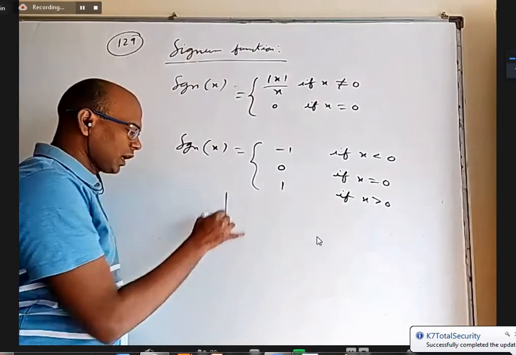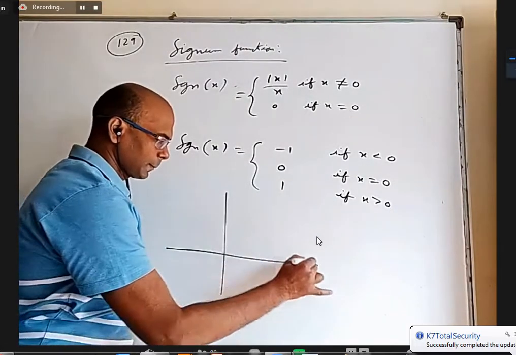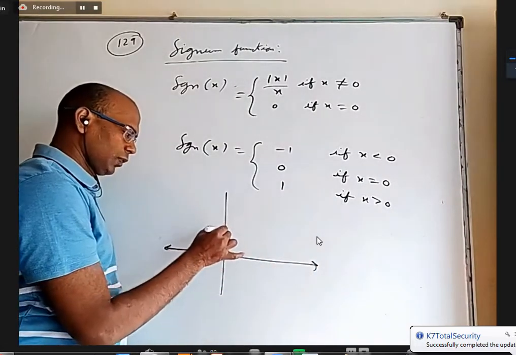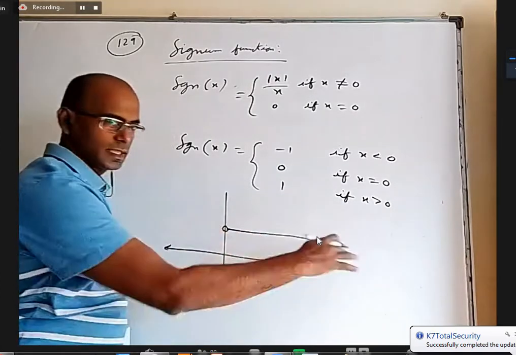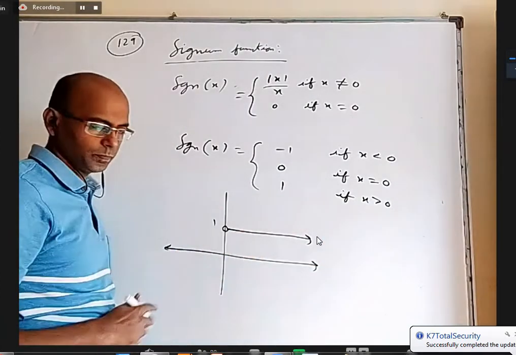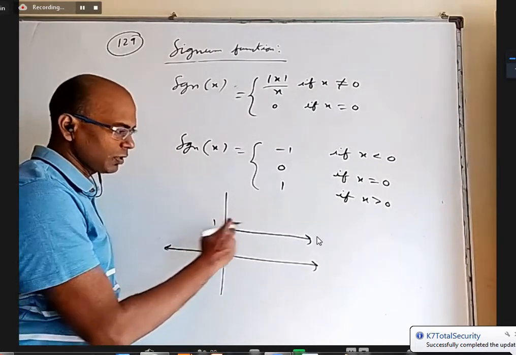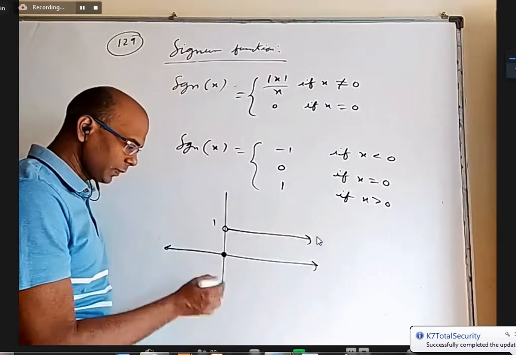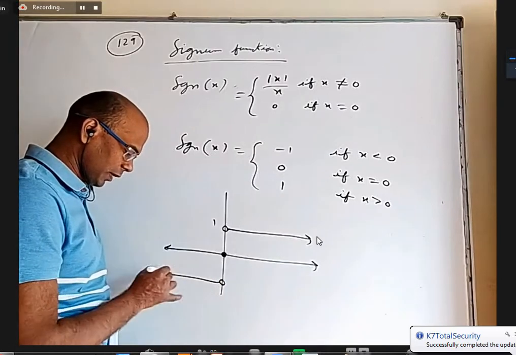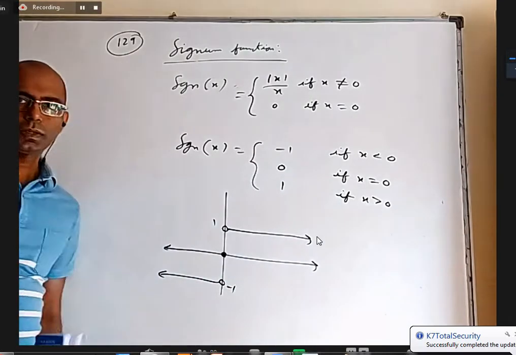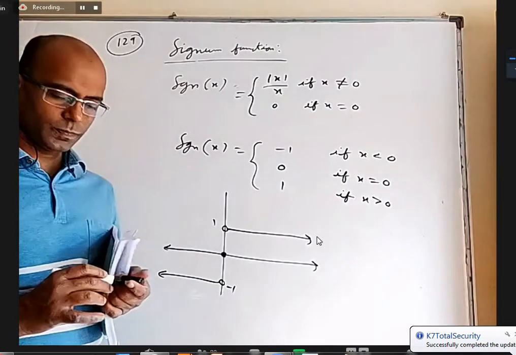If you want the graph of the signum function, for positive values, it is always 1. It is this line, this ray. At 0, it is 0. This is an open circle, not there. But after 0, always 1. At 0, it is 0. Before 0, it is always -1. So it has only 3 values in the range.